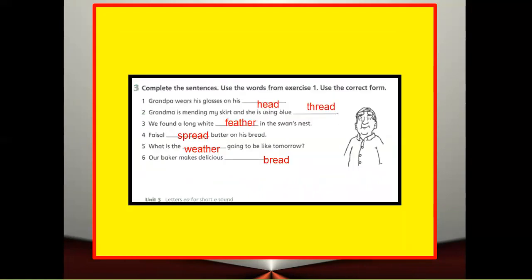3. Complete the sentences. Use the words from exercise 1. Use the correct form. 1. Grandpa wears his glasses on his head. 2. Grandma is mending my skirt and she is using blue thread. 3. We found a long white feather in the swan's nest. 4. Faisal spreads butter on his bread. 5. What is the weather going to be like tomorrow? 6. Our baker makes delicious bread.